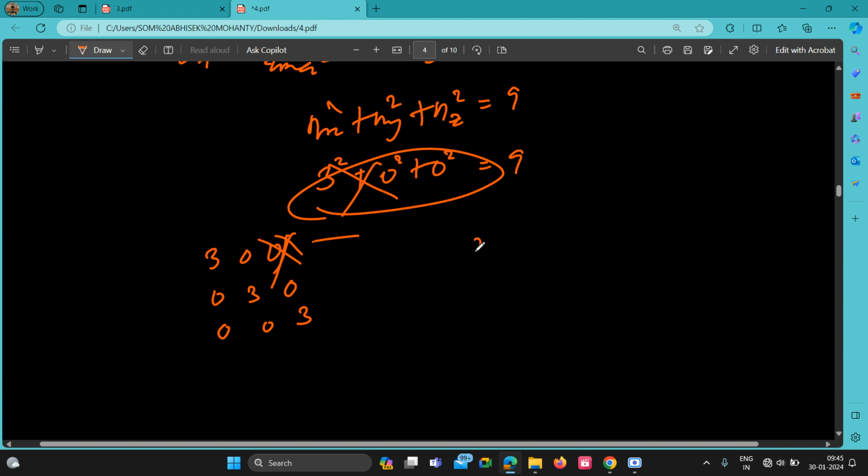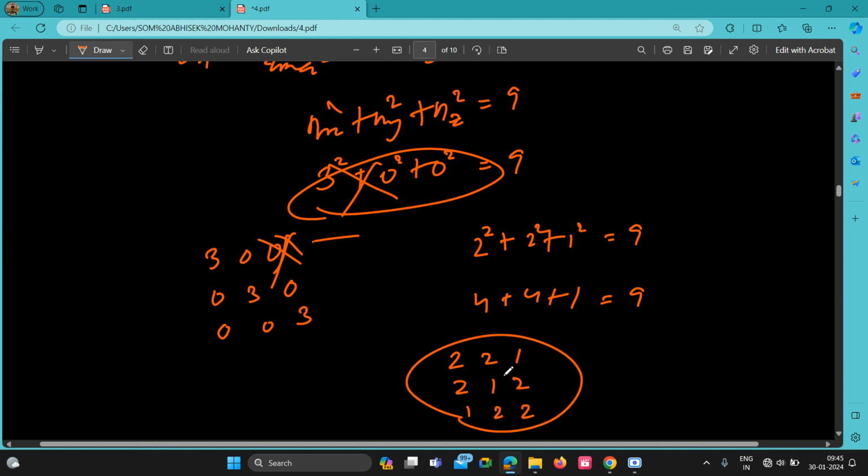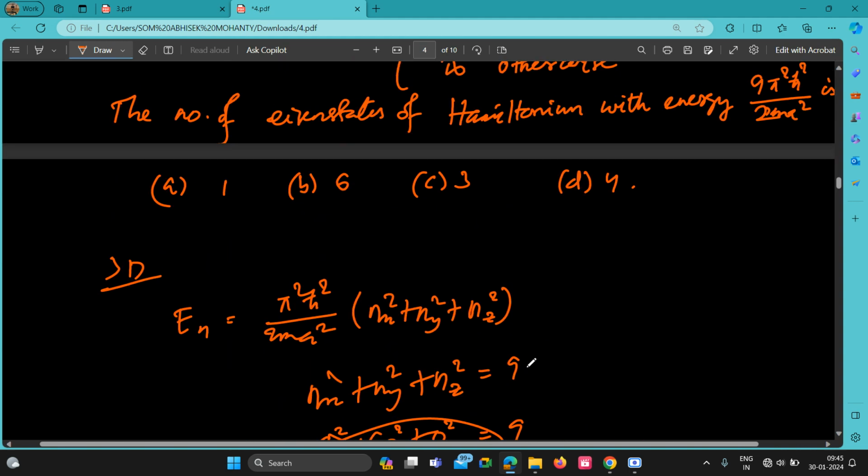we can have 2 square plus 2 square plus 1 square. This is the only configuration, 4 plus 4 plus 1, that is 9. So 2 2 1, 2 1 2, 1 2 2. So 3 eigenstates. The number of eigenstates is 3. Option C. Answer is 3. Easy question.